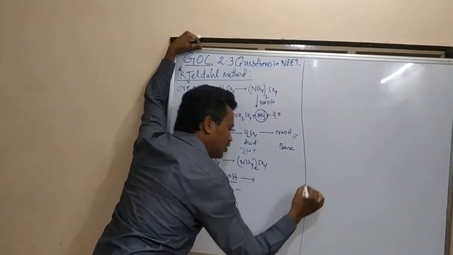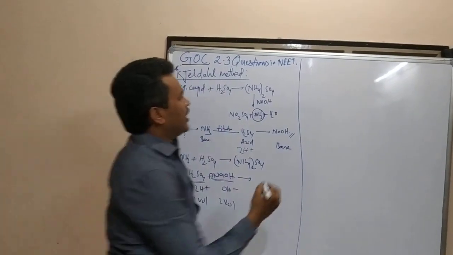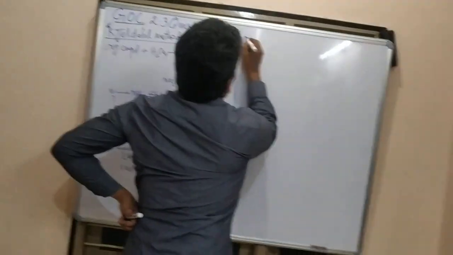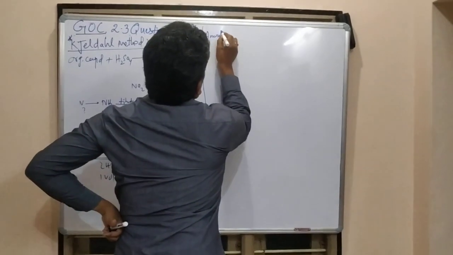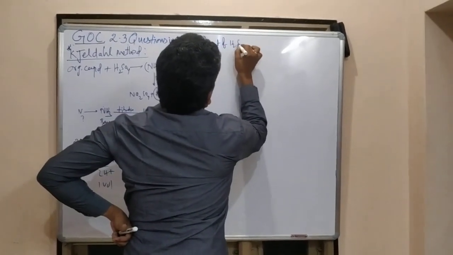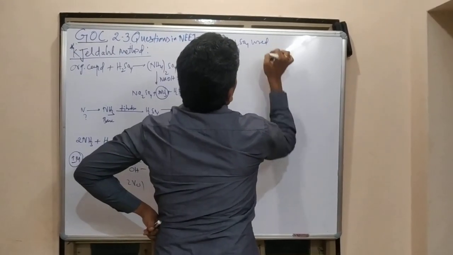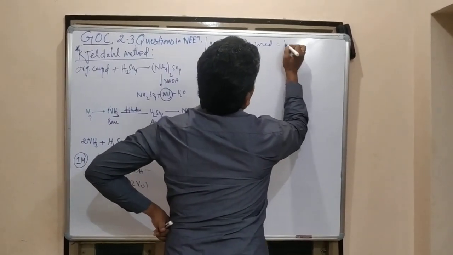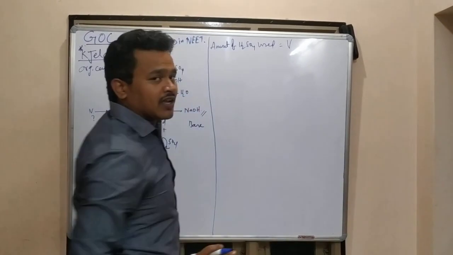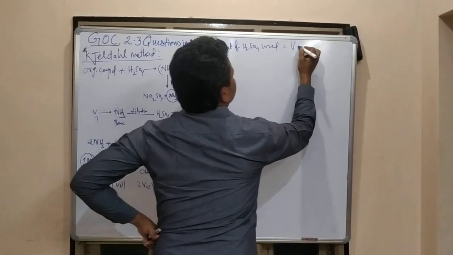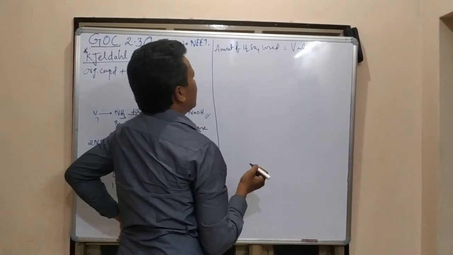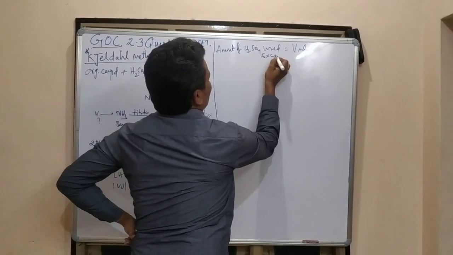Here what we are going to do is, the amount of H2SO4 used, that is considered as V, for example V mL. Consider the excess amount I am going to use here.